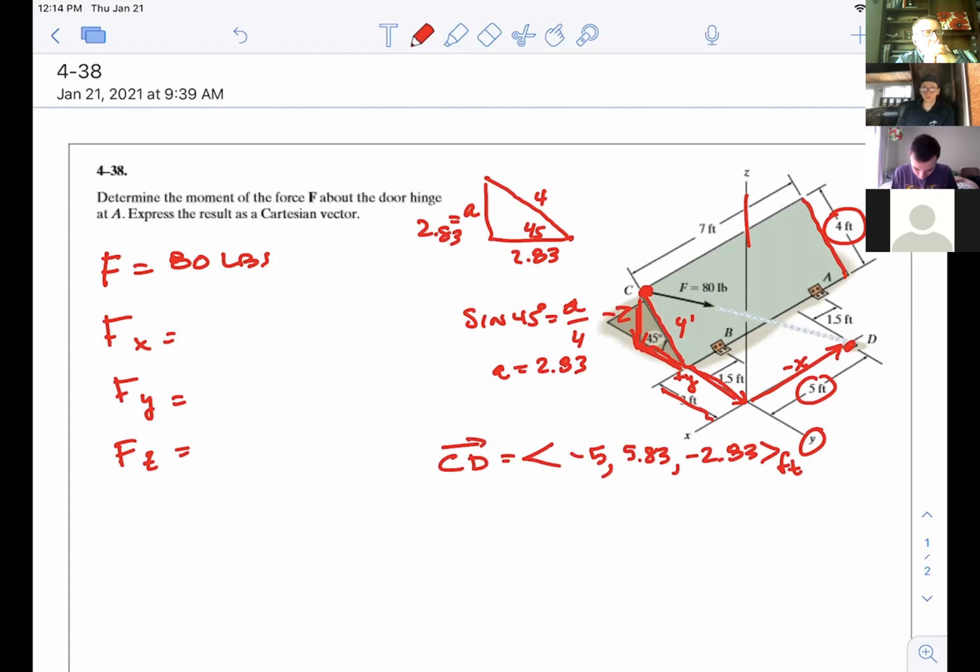That's how far it is from C to D if you only follow the coordinate axes. I'm very interested that this go into you deeply and not be just something you have to memorize. So what does this have to do with anything? Well, it's proportions. I also need then the magnitude of CD, which is Pythagorean theorem. So if I take 5 squared plus 5.83 squared plus 2.83 squared and square root them, I get approximately 8.19.